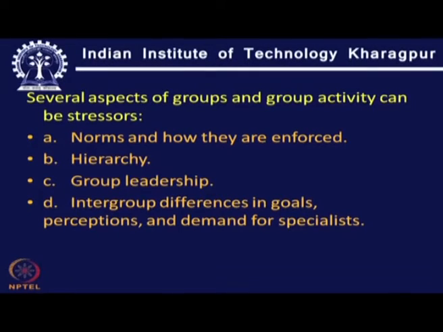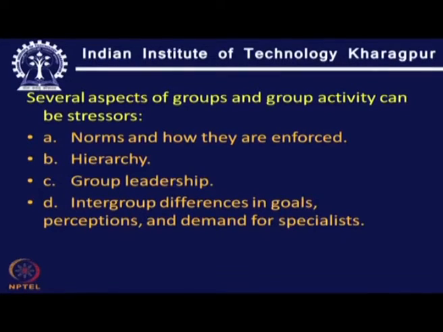So, several aspects of group and group activity can act as stressors. First in the list are, of course, the norms of the group and how they are enforced. What are the levels of hierarchy in the group? What is the power distance in the group, and what information percolates down to the lower rank members or not? How much clarity of information is maintained, and how much transparency is there?